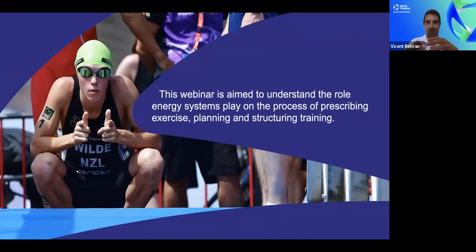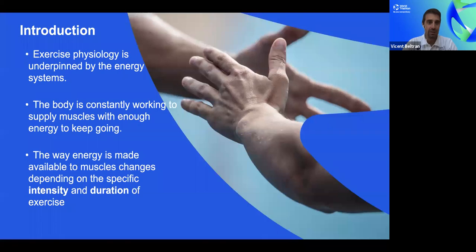everything comes to a really simple but extremely complex point, that is the energy systems. And those energy systems have to be extremely well understood, because it's where pretty much the entire physiology of a sport ends. It's the point where if there is no energy, there's no exercise. Or there is no exercise at the intensity you would like to go.